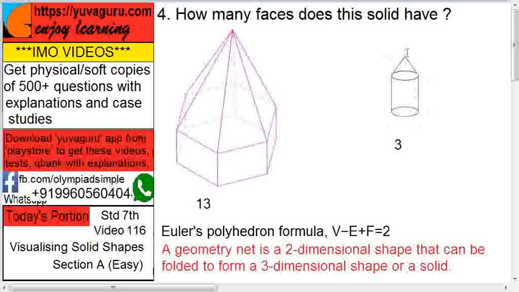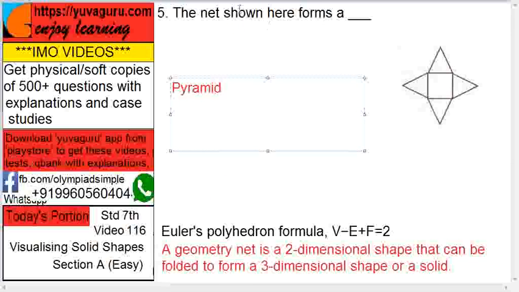Similarly for this, vertices how many? Only 1 point. Edges how many? This 1, then this 1, 2. This is not the edge, this is a vertex. So 1 minus 2, that is minus 1, plus F we have to find out. Take on this side, so it becomes 3. Faces are 3.